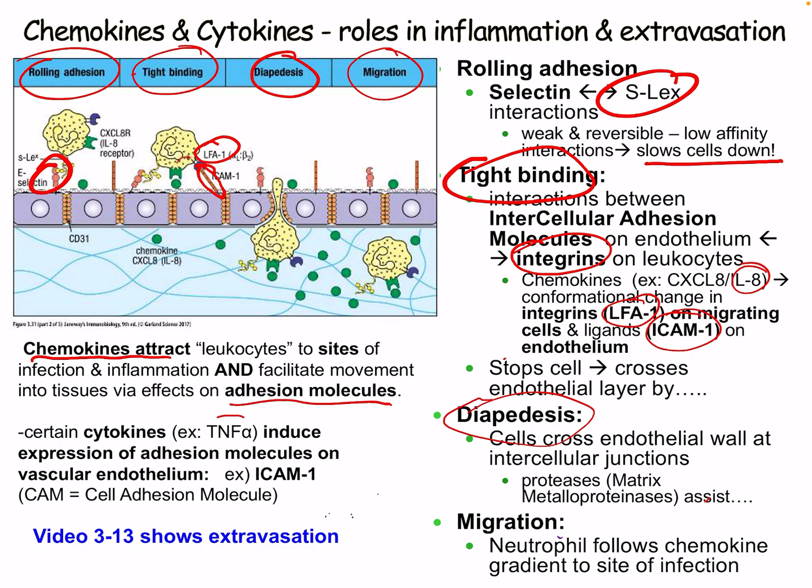Certain cytokines, such as TNF-alpha, induce the expression of these adhesion molecules on the vascular endothelium, including ICAM. So here we can see IL-8 causing conformational changes in the LFA, but at some point TNF-alpha is released, and that causes increased expression of ICAM. So again, this allows for binding. So we essentially need both these cytokines that allow for the most efficient extravasation and binding to the endothelium.